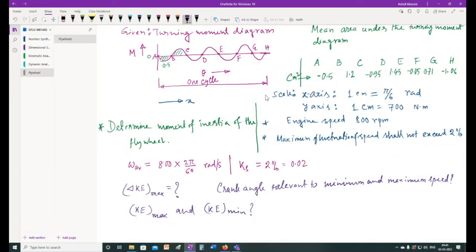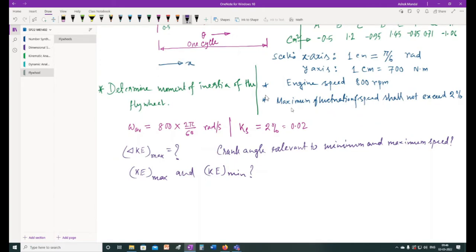As we discussed in our last class, the maximum or minimum can happen only at the crossing points, right? Because throughout this region it is subtraction, and throughout this region it is addition. So the maximum cannot happen here. Maximum can happen here only. On the other hand, minimum can happen at this point, at D, and at F. A and H are the same point.